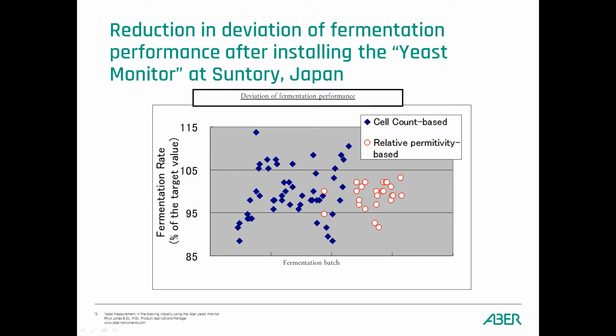Similarly, at Suntory in Japan, a significant improvement in the consistency of the fermentation rate relative to the target fermentation rate was seen following the introduction of the ABBA monitor. This was compared to their previous pitching method based on offline cell counts. We see an improved consistency in the fermentation rate with the condensing data points post-installation of the ABBA monitor.